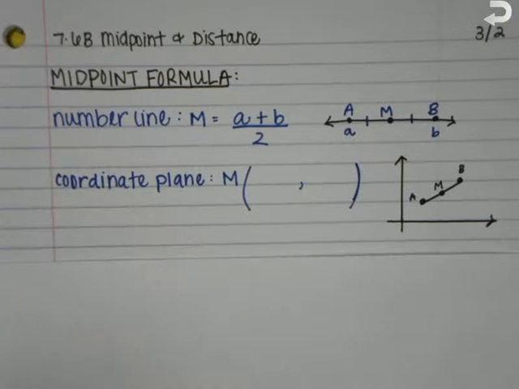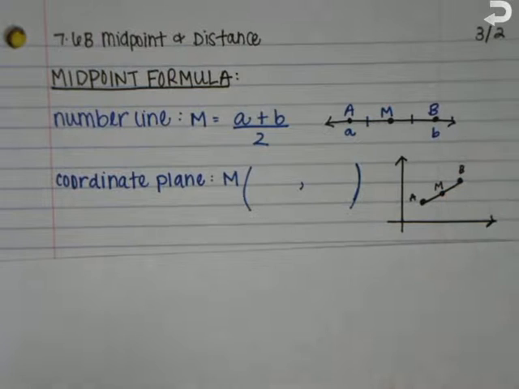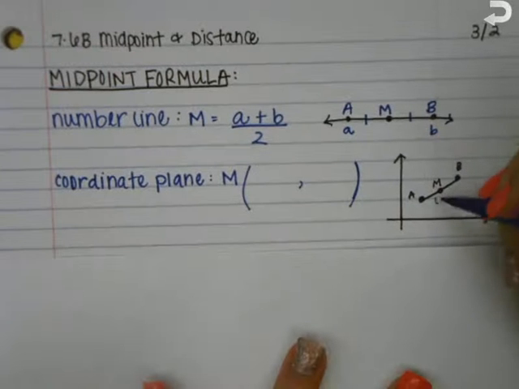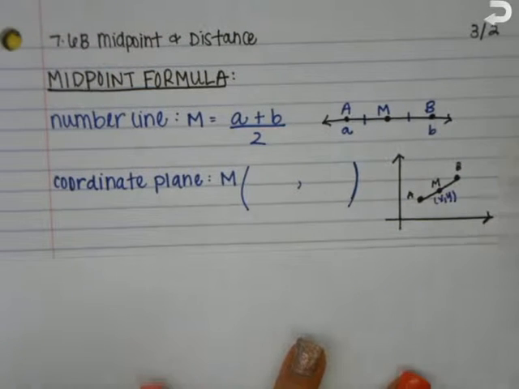Okay, so then what if my segment lies on the coordinate plane, meaning that it is on the XY axis? My midpoint is not just going to be one single number now. It's going to have a coordinate. So it's going to have an X, comma, Y. Now the question is, how do I find that X, comma, Y?